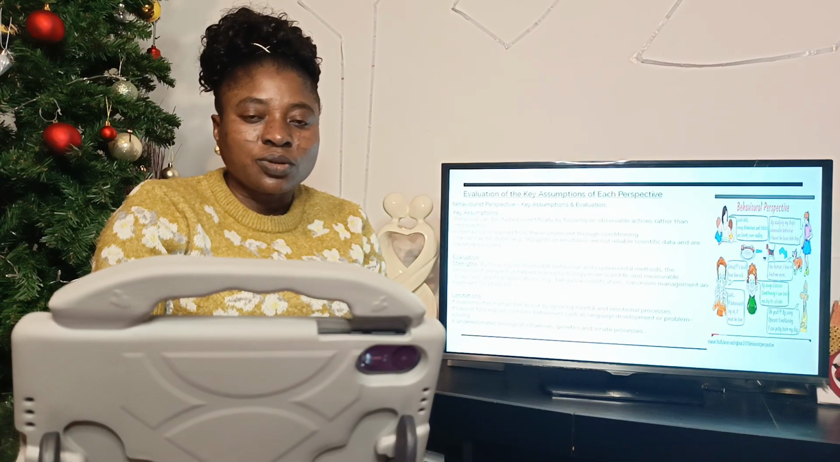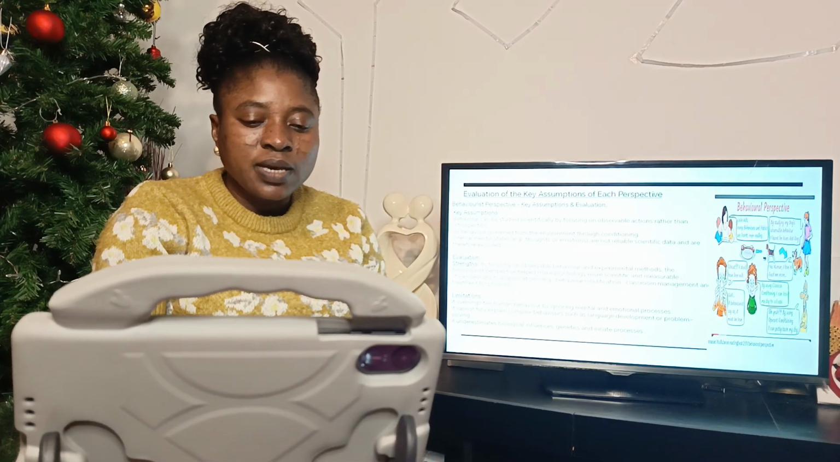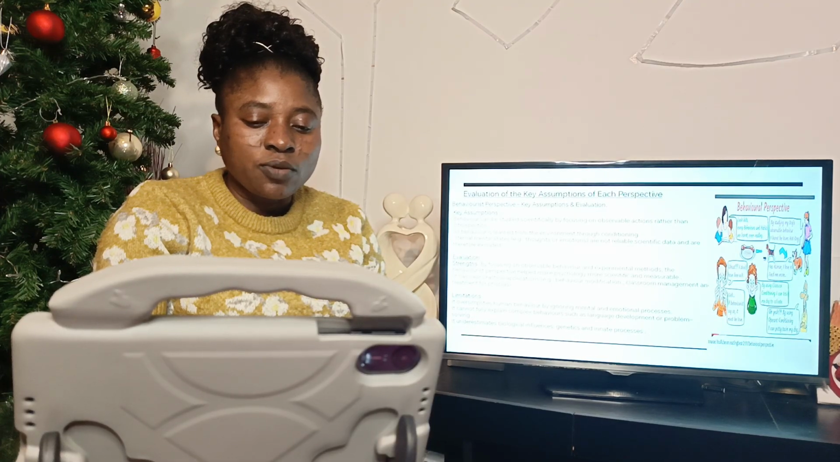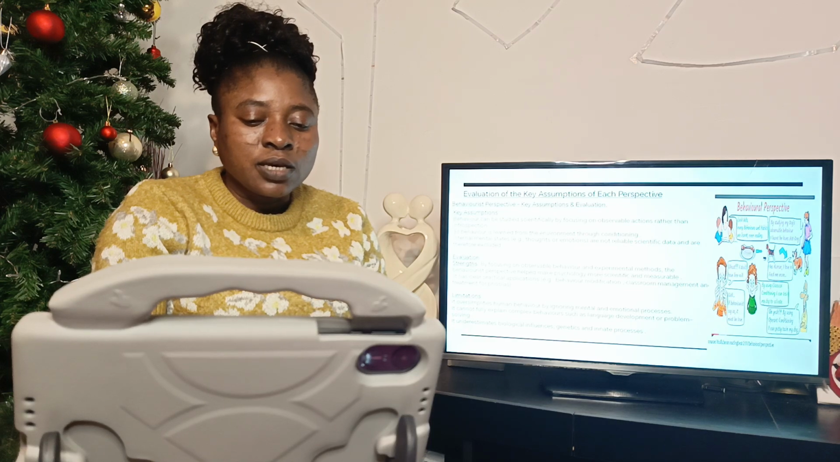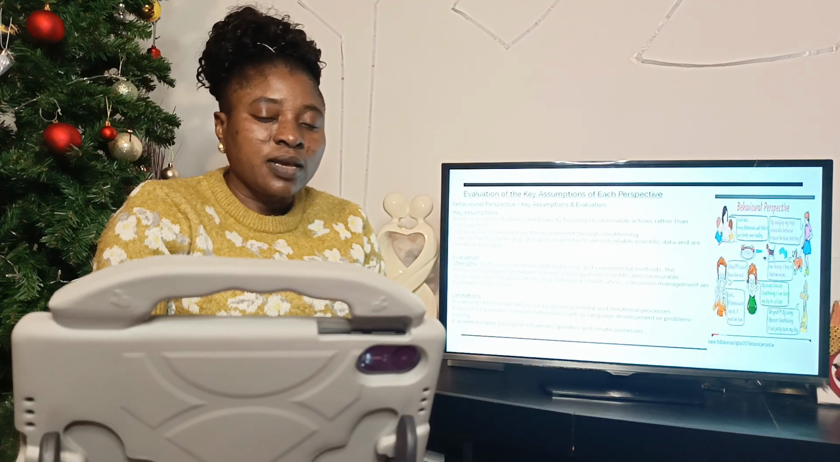Evaluation of the key assumptions of each perspective. Behaviorist perspective, key assumptions and evaluation. Key assumptions. Behavior can be studied scientifically by focusing on observable action rather than introspection. All behavior is learned from the environment through conditioning. Internal mental states, e.g., thought or emotion, are not reliable scientific data and are therefore excluded.